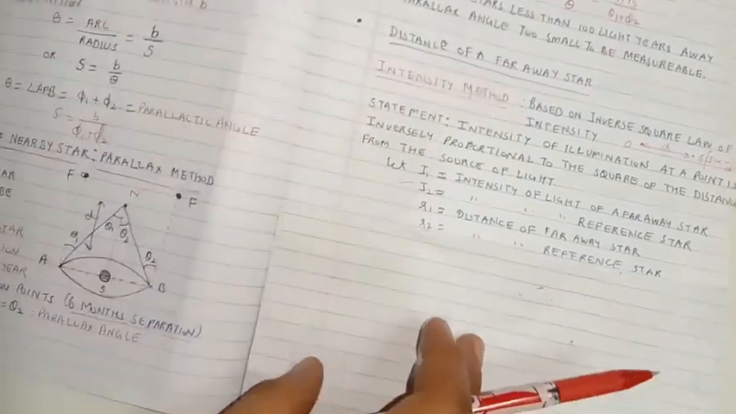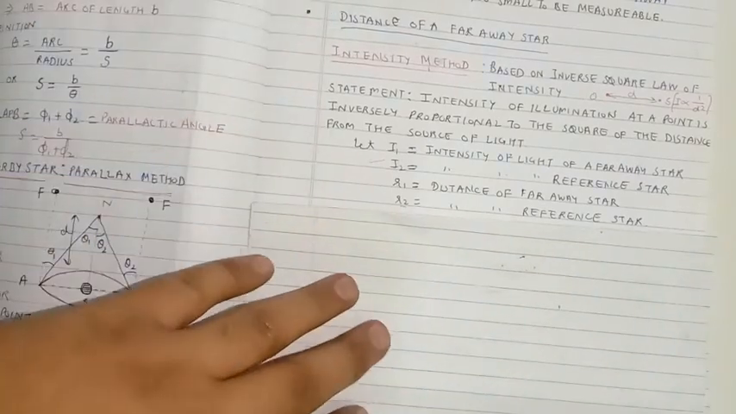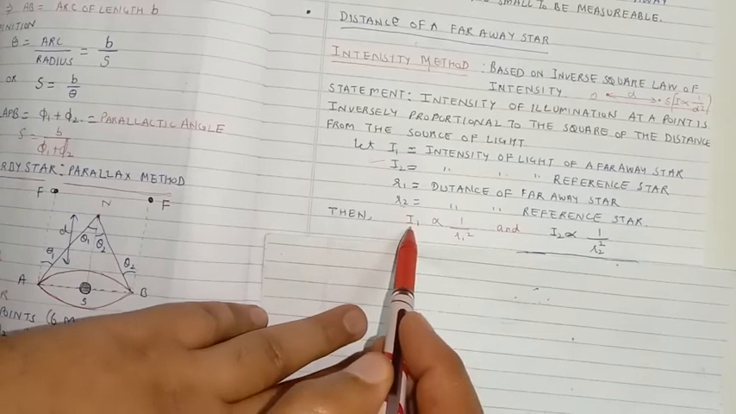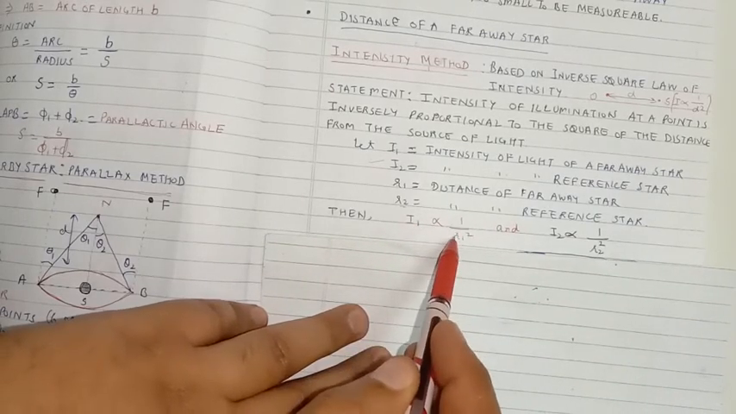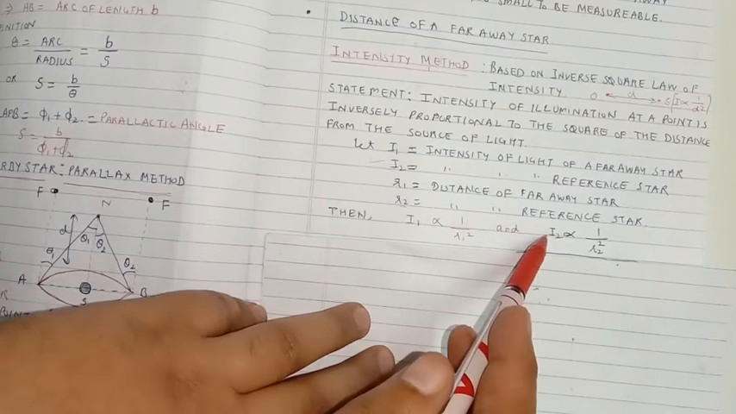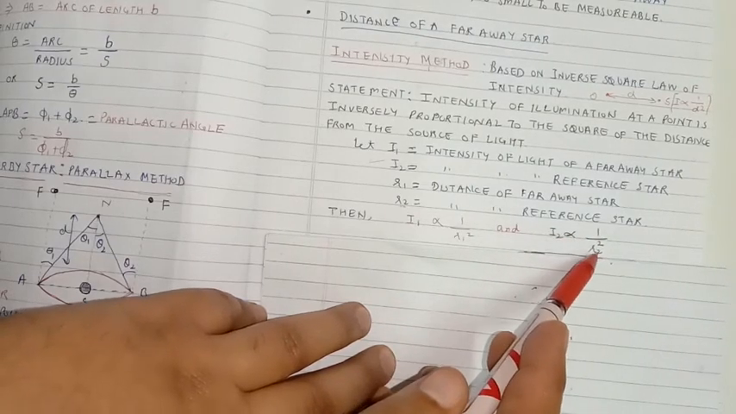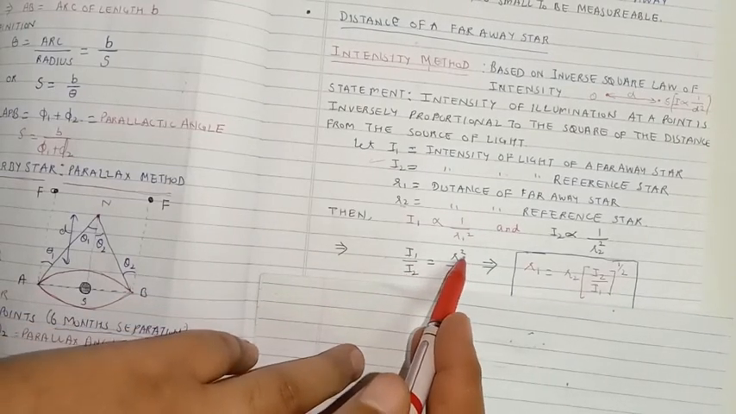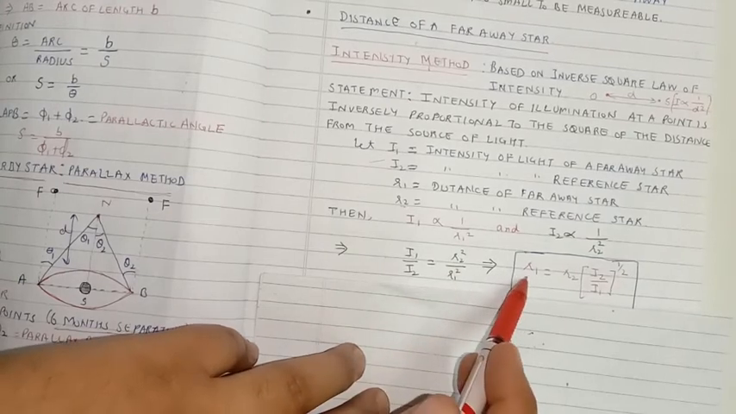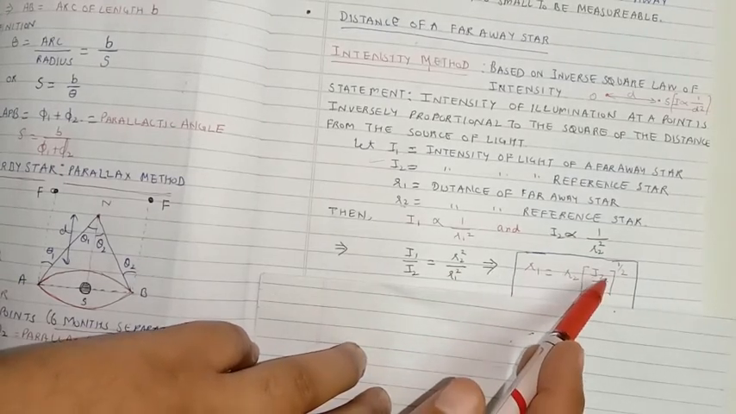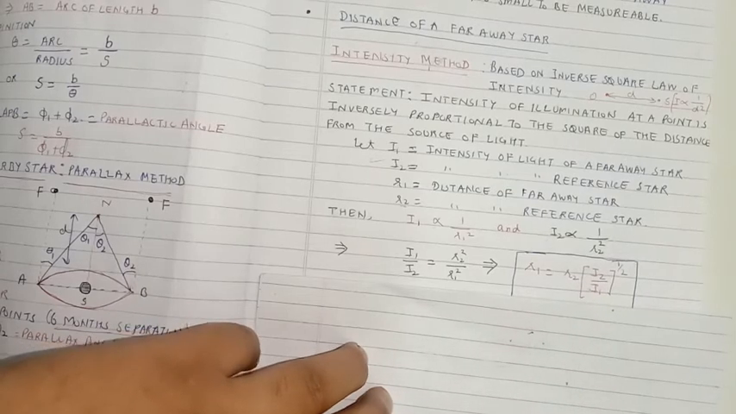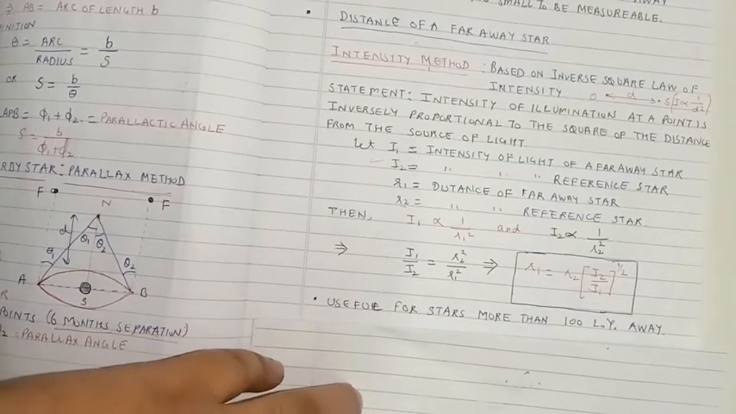So if we apply this intensity method's inverse square law, according to this law, for the faraway star, I1 will be proportional to 1 over R1 square. For the known star, the Sun, I2 will be proportional to 1 over R2 square. If we divide the two, I1 over I2 will be equal to R2 square over R1 square, or R1 will be equal to R2 into square root of I2 over I1. So in this way we can find out the distance of those stars which are at a distance greater than 100 light years away.